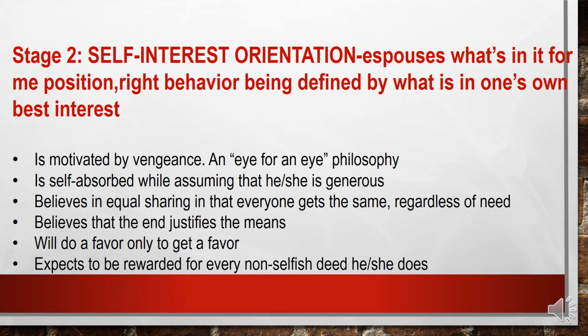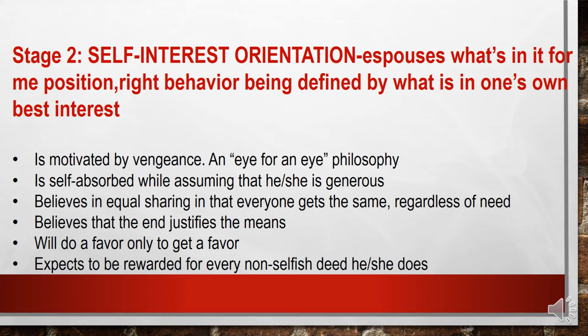Stage 2 under the pre-conventional level is self-interest orientation. This espouses the "what's in it for me" position, right behavior being defined by what is in one's own best interest. These are the descriptions. Number one, it is motivated by vengeance. It's like an eye for an eye, a tooth for a tooth philosophy.